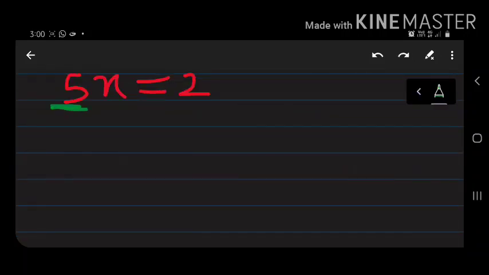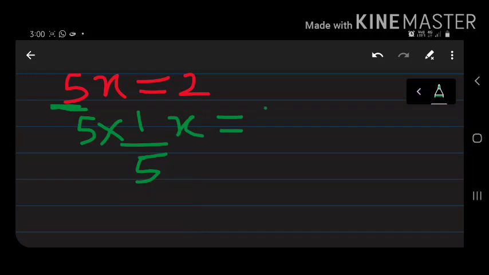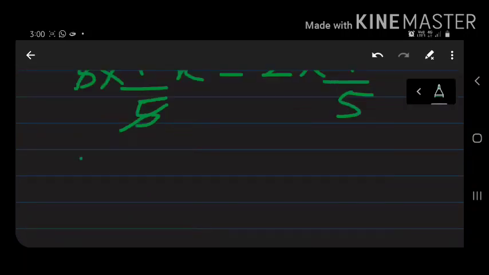So, let's get back to our question. Here we have to find the value of x such that it satisfies the equation. For that we have to remove 5 from the left hand side. So let's multiply 5 with a number such that it will give 1 in the left hand side. So for doing that we are multiplying with 1 by 5 both the sides. So this gives us the value of x as 2 by 5. So 2 by 5 is that value of x which will satisfy the given equation.